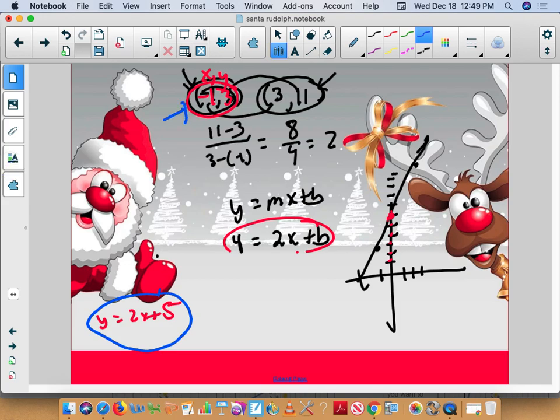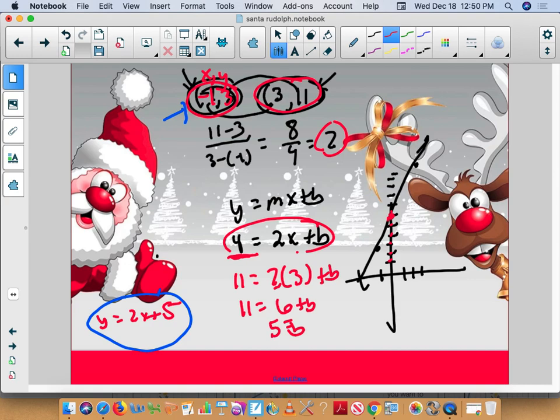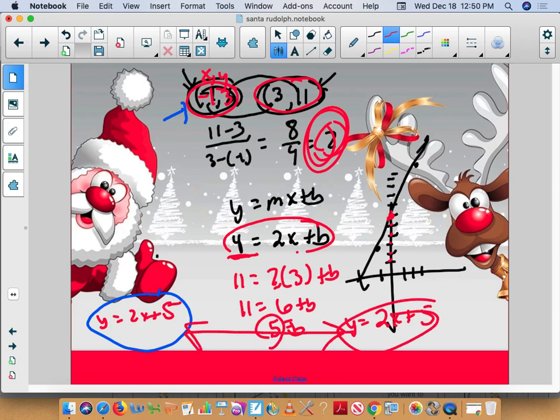Okay? Let's go back in red and choose this point. I'm going to use y equals mx plus b. What is y in that point? 11. M we already found was 2. What's x? 3, plus b. So I have 11 equals 6 plus b. What is b? 5. So now the person knows the slope and the y-intercept. All right? So it doesn't matter what point you use. You have to use 2 points to find the slope.